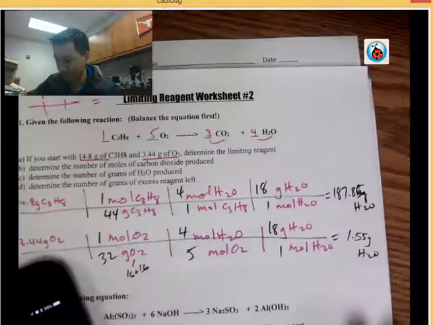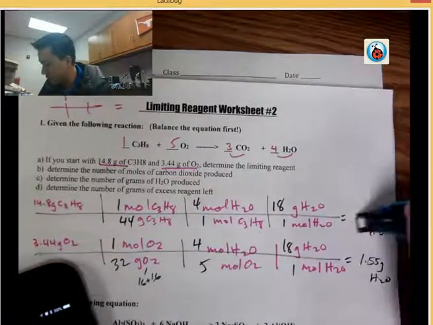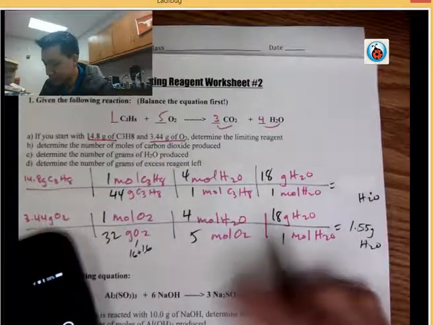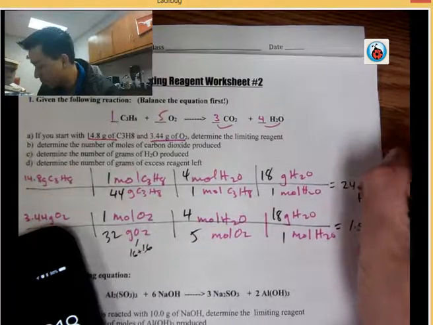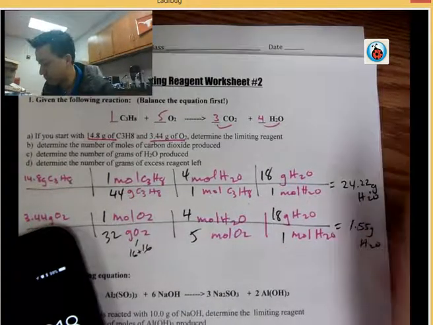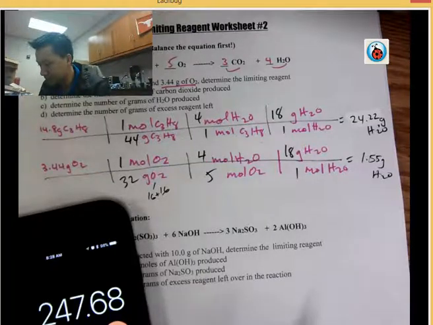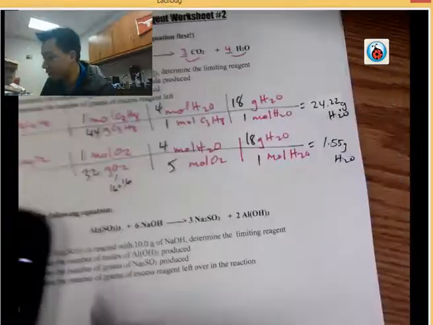Oh, the top was 24.21. Silly. Just erase. Alright. Let's try that again. 14.8 times 4 times 18 divided by 44. 24.22 grams of H2O. Okay, let's check the bottom one again. 3.44 times 4 times 18 divided by 32 divided by 5. Yeah, 1.55. Alright, so we can only make 1.55.